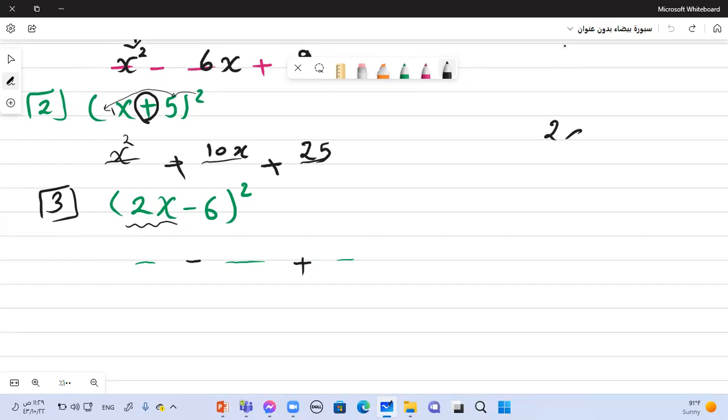2 multiply 2 it would be 4x squared, and the last term squared, 6 multiplied by 6, 36. Rahaf, how can you find the middle term? 2 multiply 6, yes, 2 times 6 times 2, excellent. 2 times 6 is 12, 12 times 2 is 24x, right.